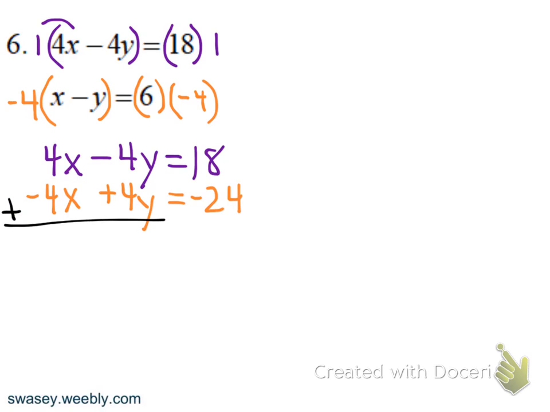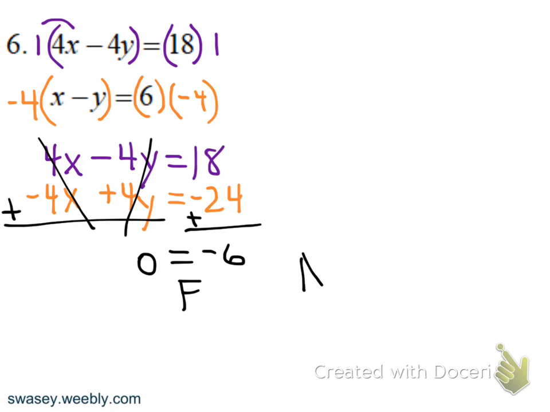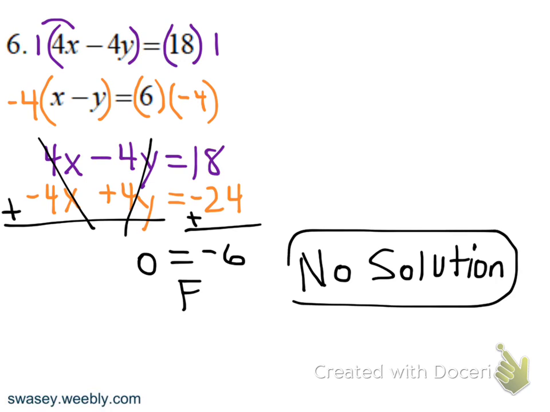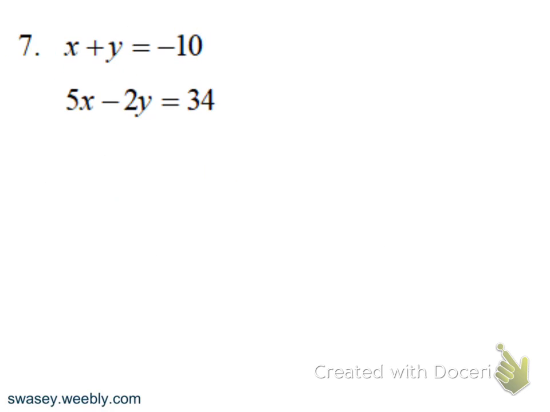We'll add our equations together. The x's are eliminated, the y's are eliminated, so we have 0. And then over here, 18 plus negative 24 is negative 6. 0 equal to negative 6 is false, so our answer is no solution, or you can write empty set. If you graph these, we would see parallel lines.